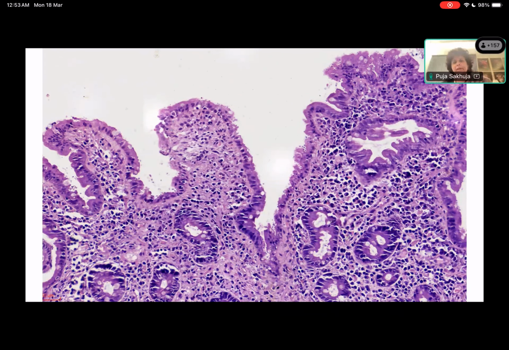What is called glandular hyperplasia? See, in the correct area, you have to use the correct terminology. This is not glandular hyperplasia. In the duodenum, what do you have? You have villi and crypts. So you will tell what is happening to the villus, what is happening to the crypt, and then what is happening to the lamina propria in between.